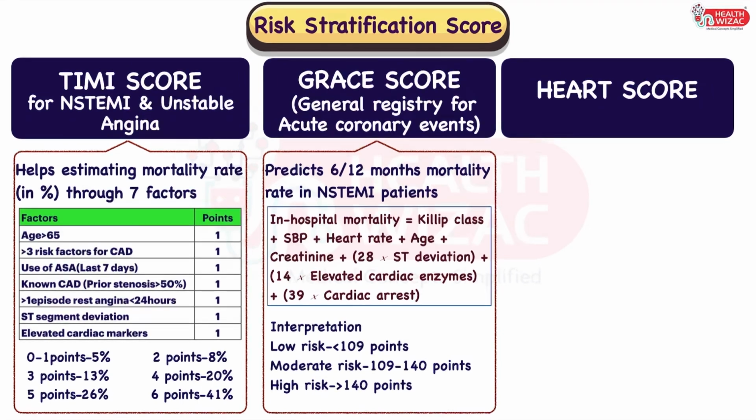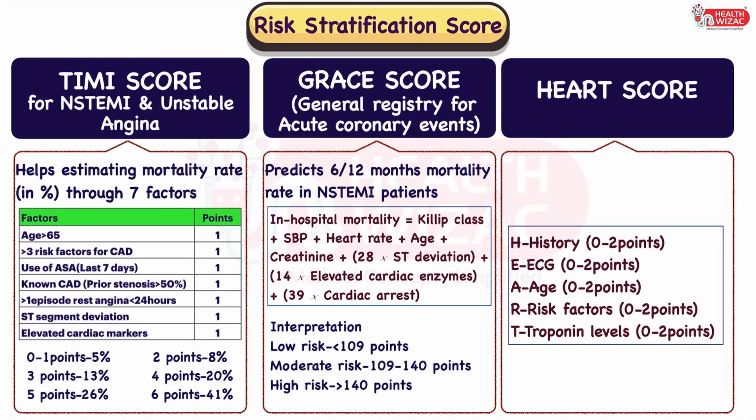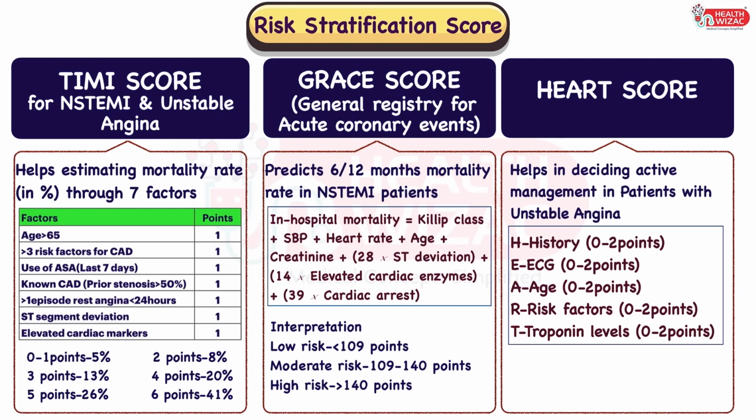Third is HEART score, which is abbreviation for 5 words, that is history, ECG, age, risk factors, and troponin levels, where each factor is assigned a minimum score of 0 and a maximum score of 2 points. HEART score helps in deciding active management in patients with unstable angina.